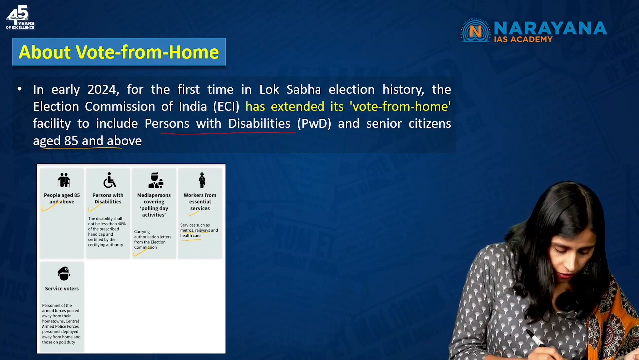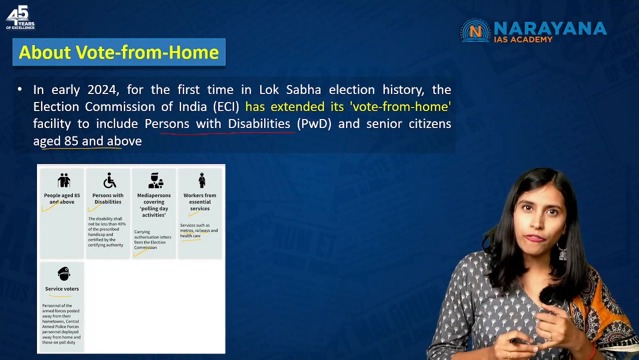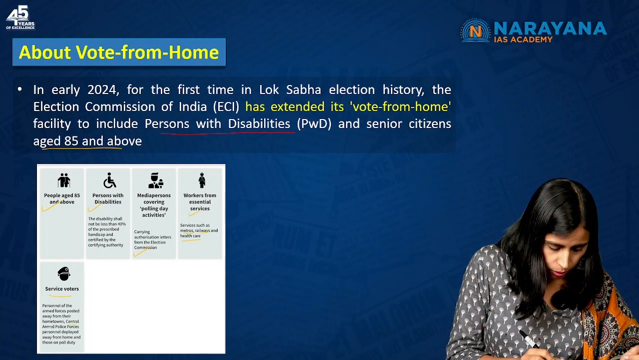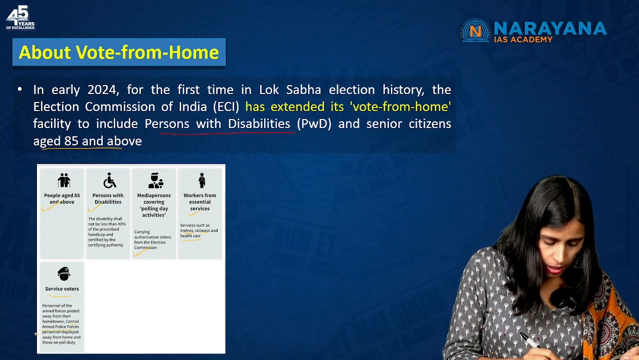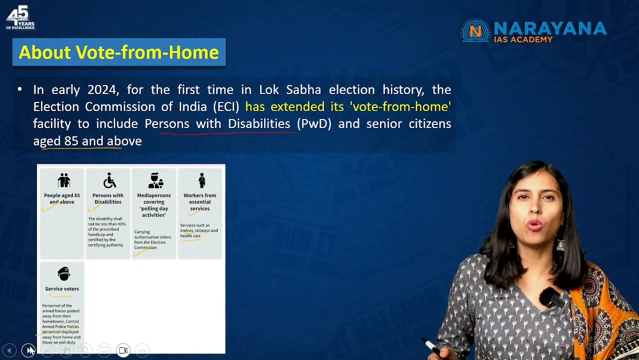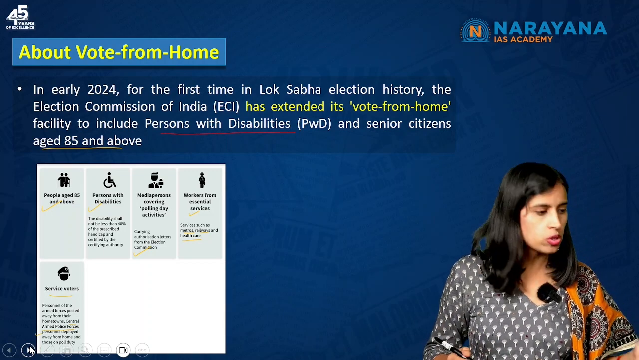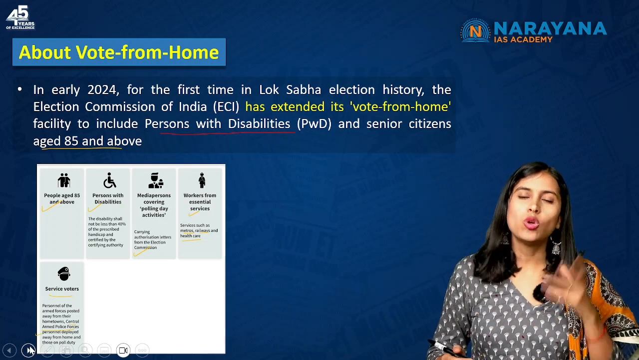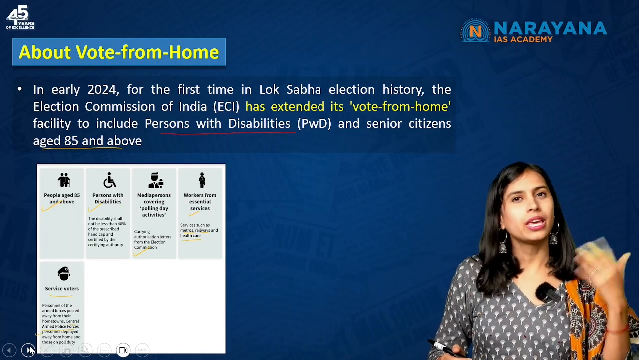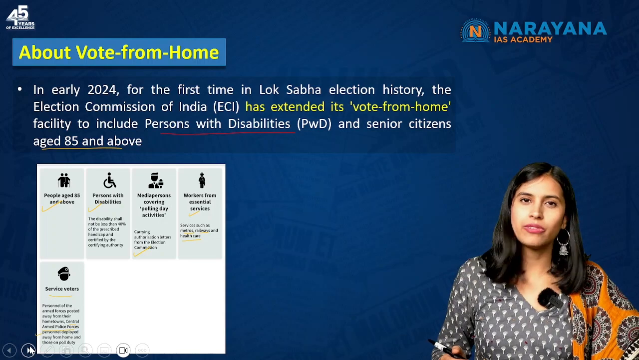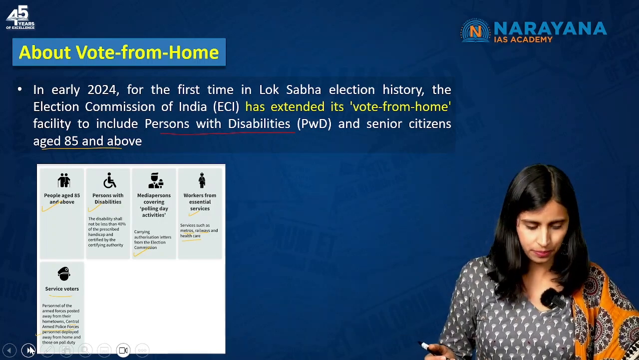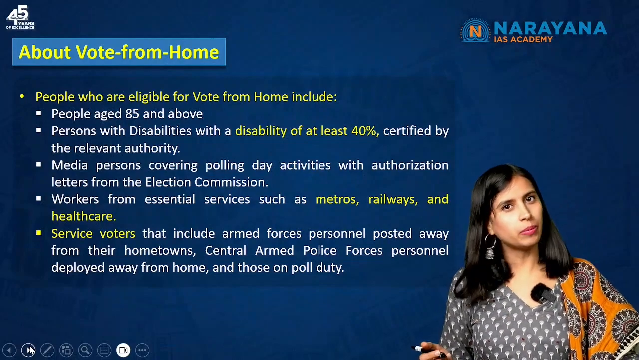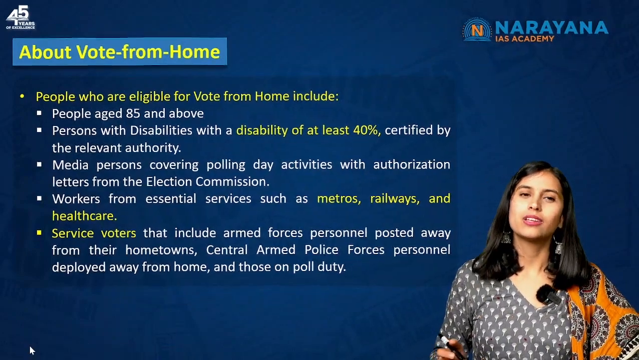Lastly, the service persons, like the armed forces personnel who are taking care of the entire election matter. That includes the central police, armed police forces, the personnel deployed away from home, and those on poll duties. So maybe someone whose constituency is in UP but who is posted in Karnataka for the sake of election. Those people also ask for vote from home. We will be voting from home since we will not be at our home at that time. Okay, so now you know two things: what is vote from home and who the people are who can exercise that. Let's move on to the next article.